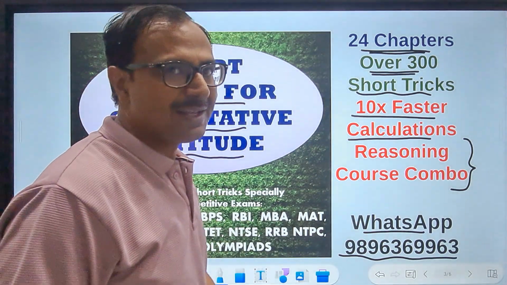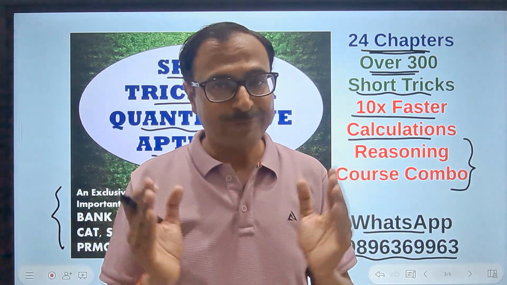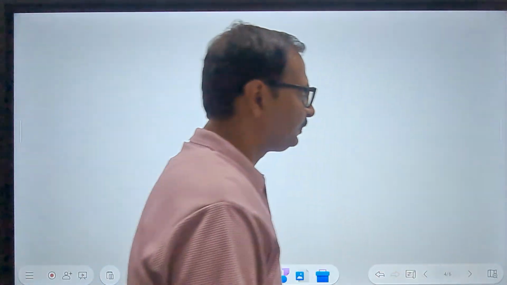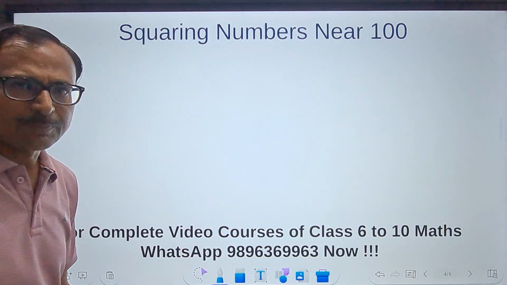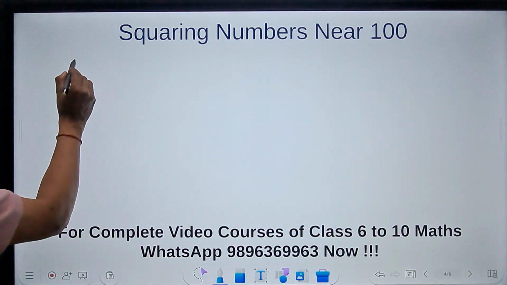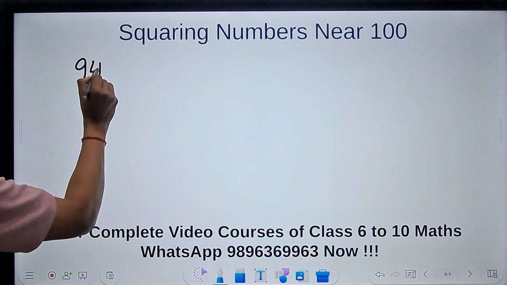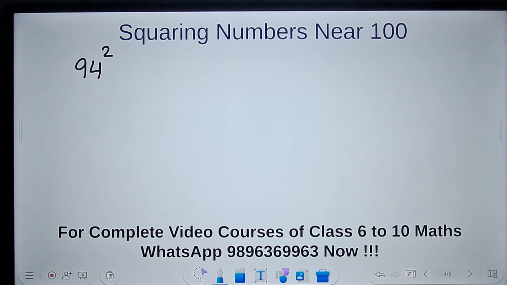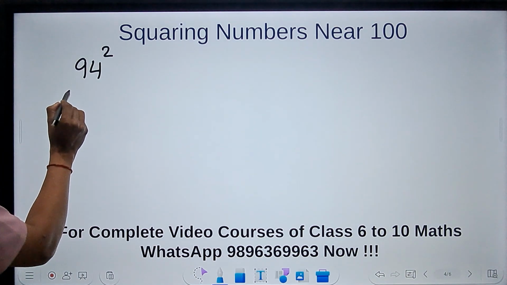So friends, let's see the application of the squaring trick which I just now told you. The first number which I am going to take up is 94. So if I have to do 94 square, I will first see that 94 actually is less than 100, right? So there is a deficit.